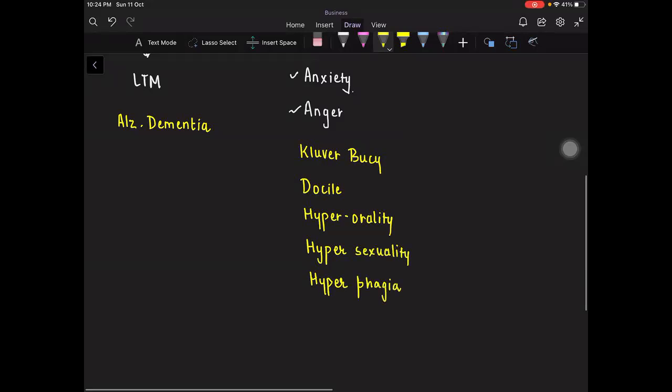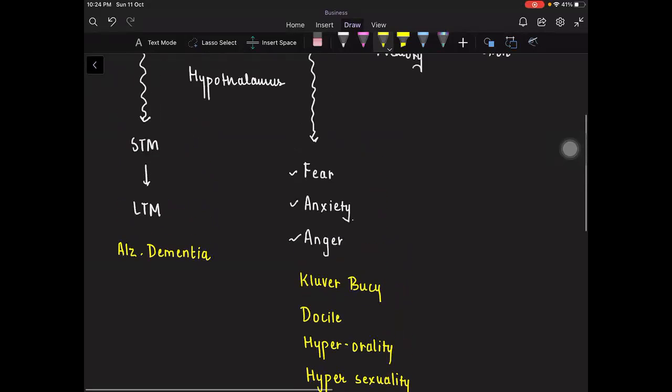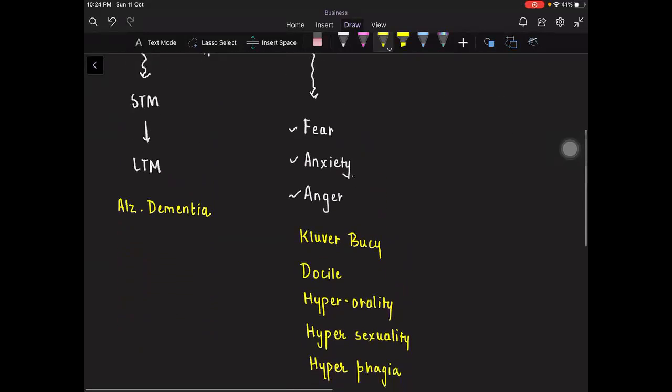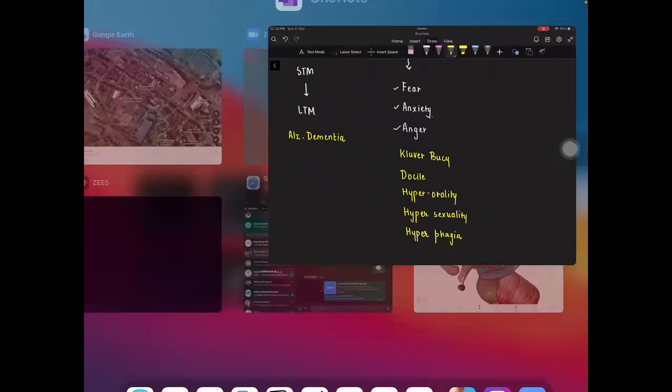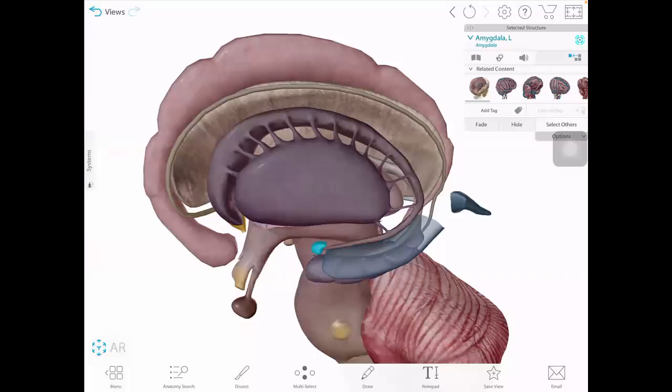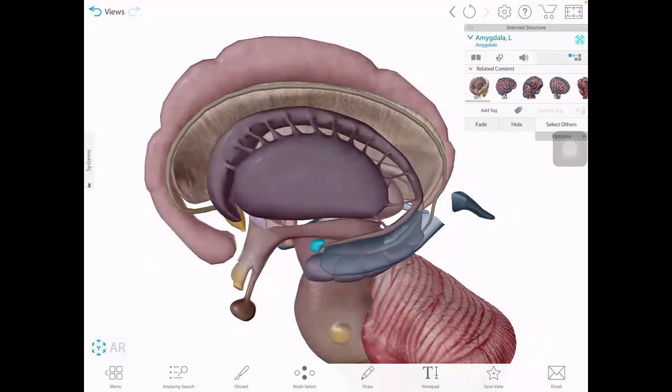So for all those who didn't know what Kluver-Bucy is, just put it in your rote memory, because this is a bread and butter question for your post-graduation. You need to know what Kluver-Bucy is and what the classical symptoms of Kluver-Bucy are. What essentially happens is that it is associated with the amygdala, and problems with the amygdala will cause your Kluver-Bucy syndrome, which will have these features. And the Royal College essentially does ask, which one of the following is not a symptom of Kluver-Bucy syndrome? So make sure that you know it from the tip of your tongue.